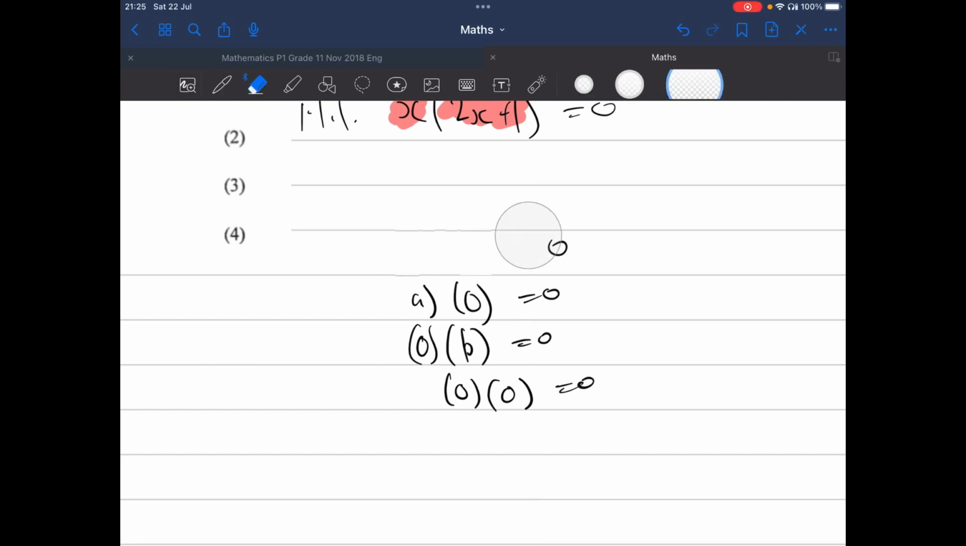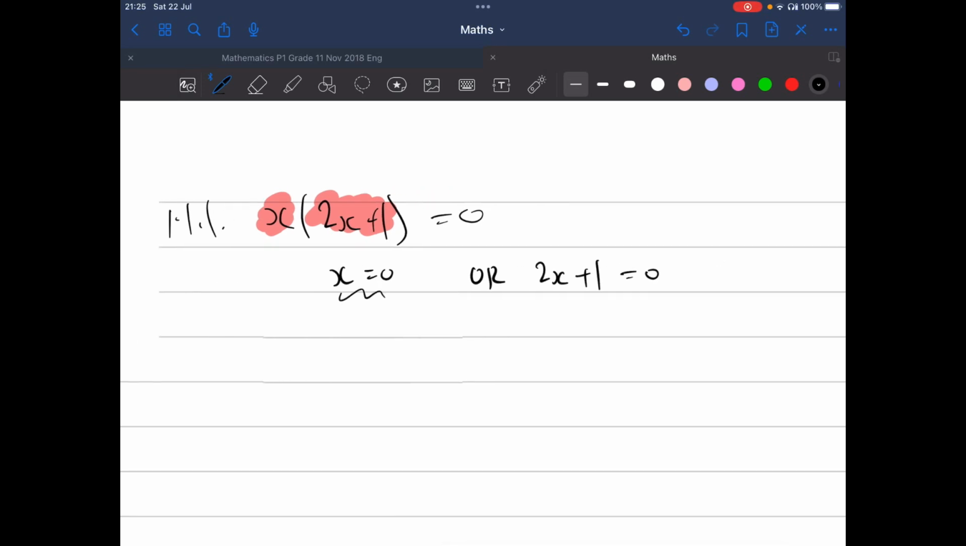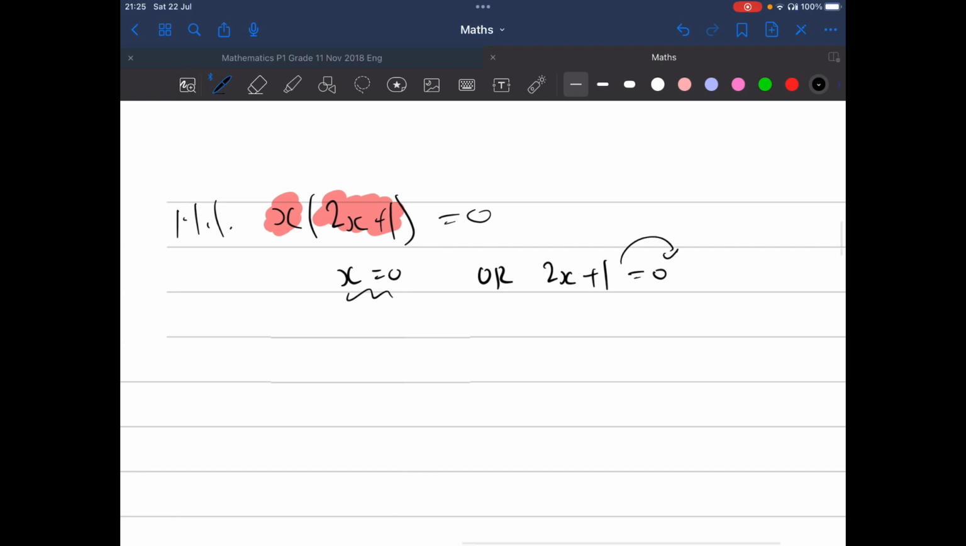Okay, so that means that either one of these factors has to equal 0. So I'm going to say x equals 0 or 2x plus 1 equals 0. So this is already solved, and on this side we just bring this to the other side and divide by 2. So we'll say x is equal to minus half. Okay, so that's our two answers.